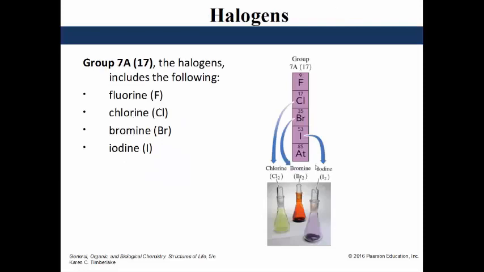Alright, now we'll move on to the far right-hand side of the periodic table, going on to group 17, or group 7A, again based on what system you use. These are the halogens. These include fluorine, represented by a capital F, chlorine, Cl, bromine, Br, and iodine, this is a capital I. Here's some images of those. These tend to be also very reactive, just like the ones in column 1, or group 1.